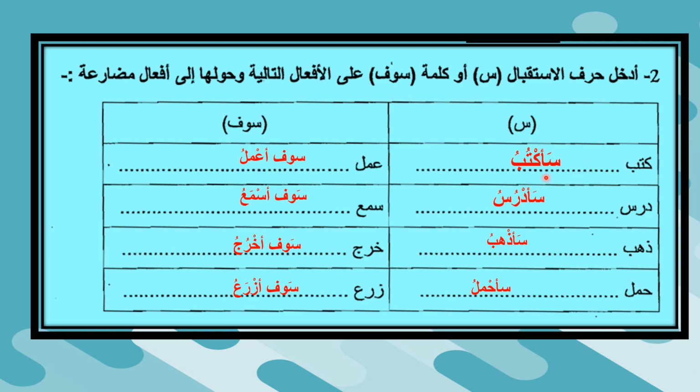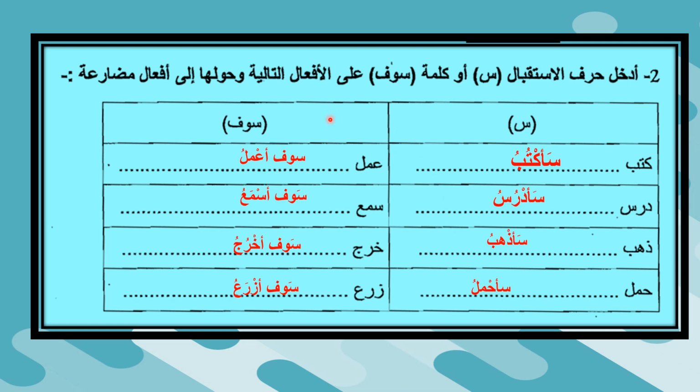And here you can see the letter seen or harf mustaqbal is just added as a prefix before the verb. So as you can see, there is the harf anaitu and the harf mustaqbal is added before it. So kataba, sa'aktubu. So the meaning now is I will write. Darasa, sa'adrusu, I will study. Dhahaba, sa'adhabu, I will go. Hamala, sa'ahmalu, I will hold.